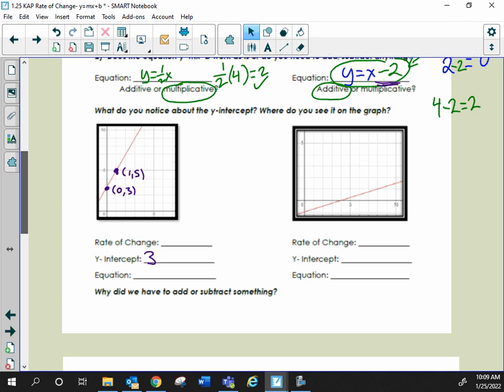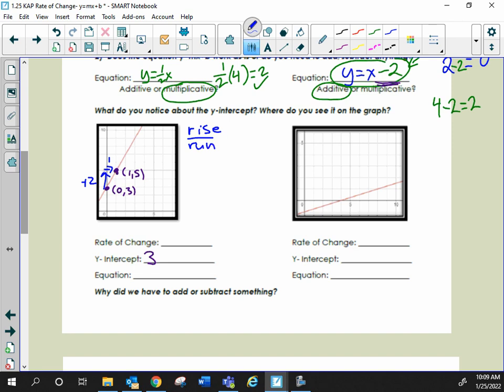So either way you like to do it, it went up 2 and it went over 1. Okay, so that rise over run was 2 over 1, which simplifies to 2. My rate of change is 2.